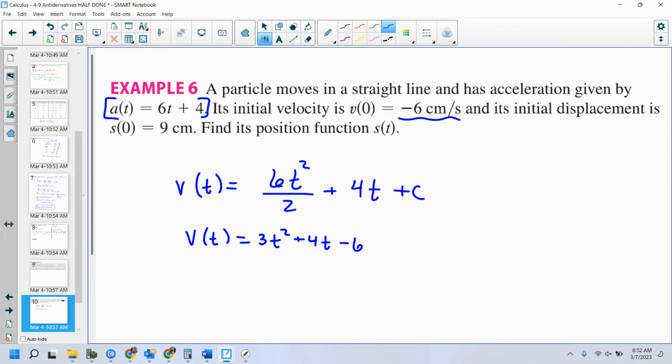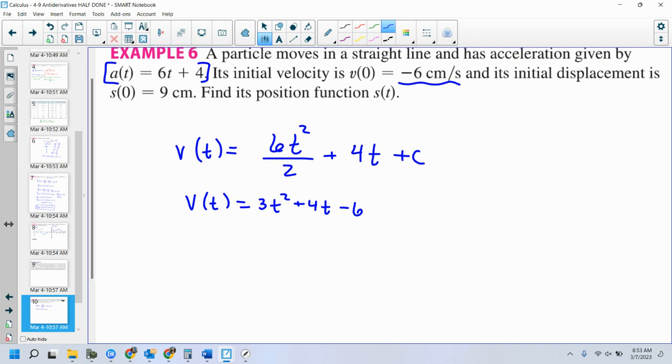What if I had given you v of 1 is something? What if I had given you a value? Could I still use that value? Of course. Just plug in 1 for t, set it equal to whatever the value would be, and then solve.